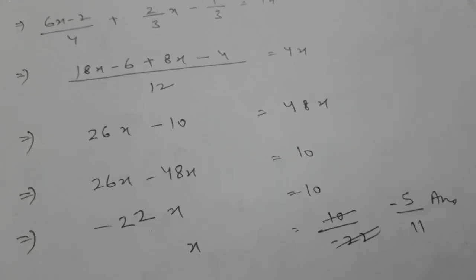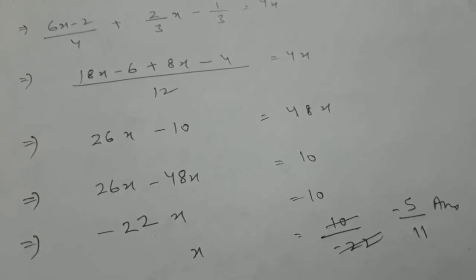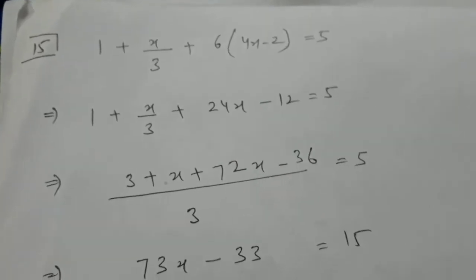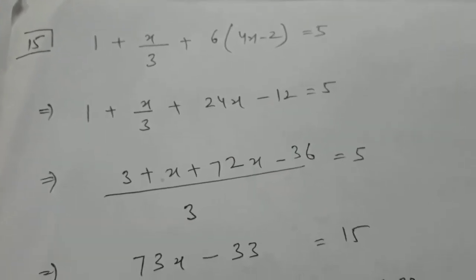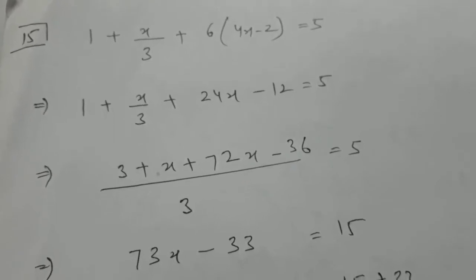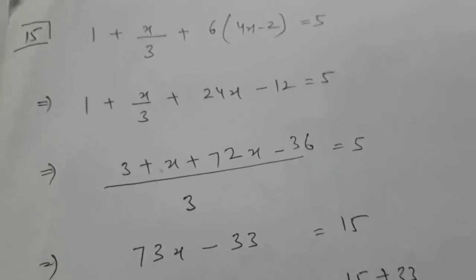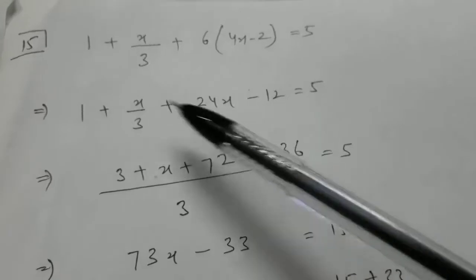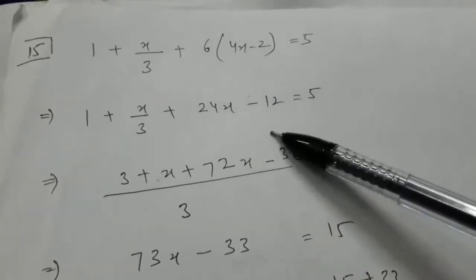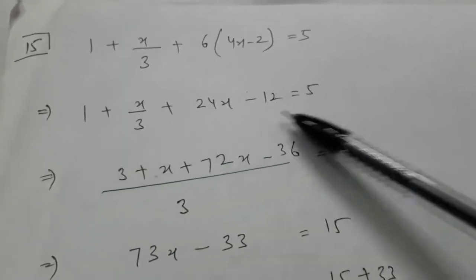Now move to question number 15 and 16. So question number 15 is 1 plus x by 3 plus 6 within bracket 4x minus 2 equal to 5. So first of all we will solve this. 6 into 4 is 24x, minus 6 into minus 2 is minus 12. So 1 plus x by 3 plus 24x minus 12 equal to 5.